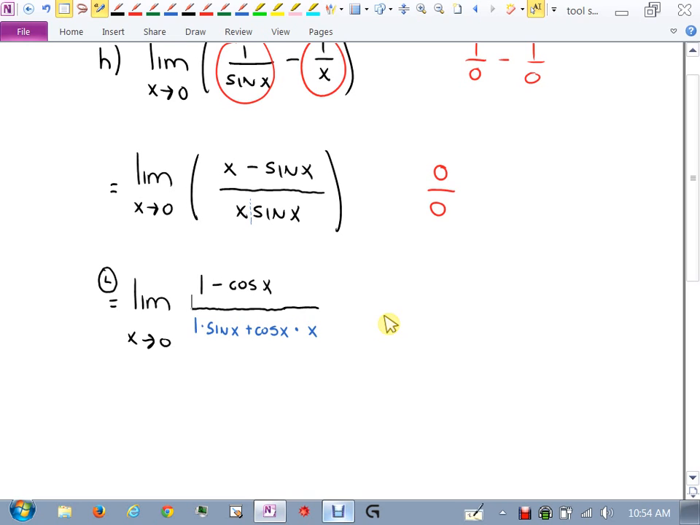What happens if I plug 0 into the top? What do I get? 1 minus cosine of 0 is 1, so you get 1 minus 1 on top, over... here we have sine of 0, which is 0. And then plus, oh crap, I thought we were okay. Never mind, sorry. Cosine of 0 is what? 1, but then times 0. So we get 0. So we're still screwed. So we've got to do L'Hopital again, maybe?